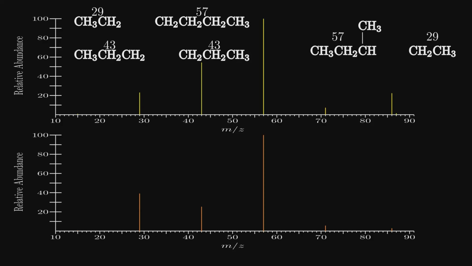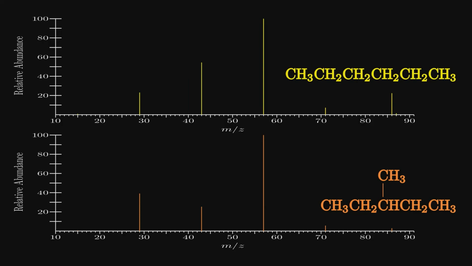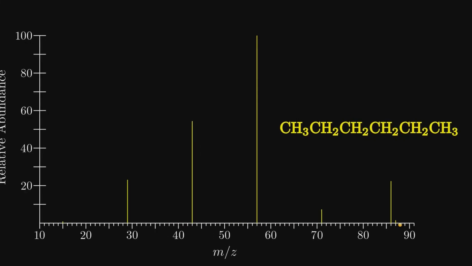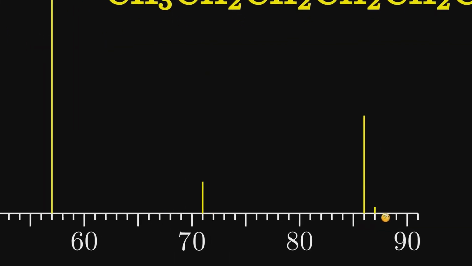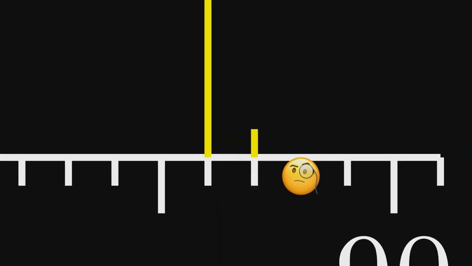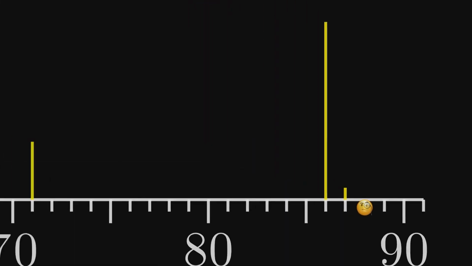By this logic, it is sensible to assign the spectrum on the bottom to 3-methylpentane, which means we can finally conclude that the original was produced by hexane. We have just scratched the surface of mass spec, and there is a way to go before the point where I can just put some spectra on the screen and you can identify the molecule, so be patient. Of course, I may have to explain what on earth this tiny spike near m/z 87 actually is, and I'll do that next video.